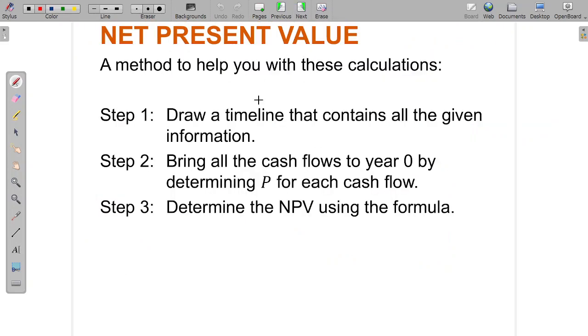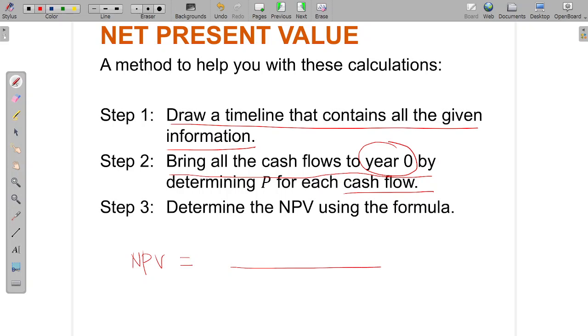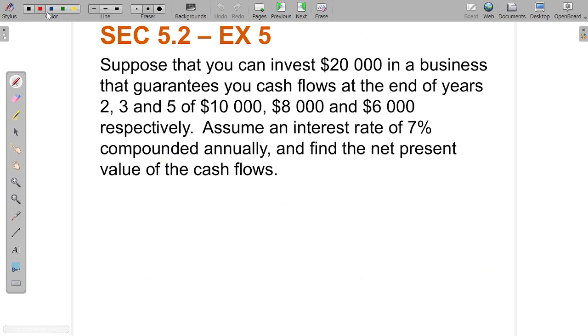In order to calculate this, we need to draw our timeline that contains all the given information. We bring all the cash flows to year 0. This is very important. To year 0 by determining P for each cash flow. And then we use that formula: NPV equals the sum of all the cash flows at year 0 minus the initial investment. So let's take this example.